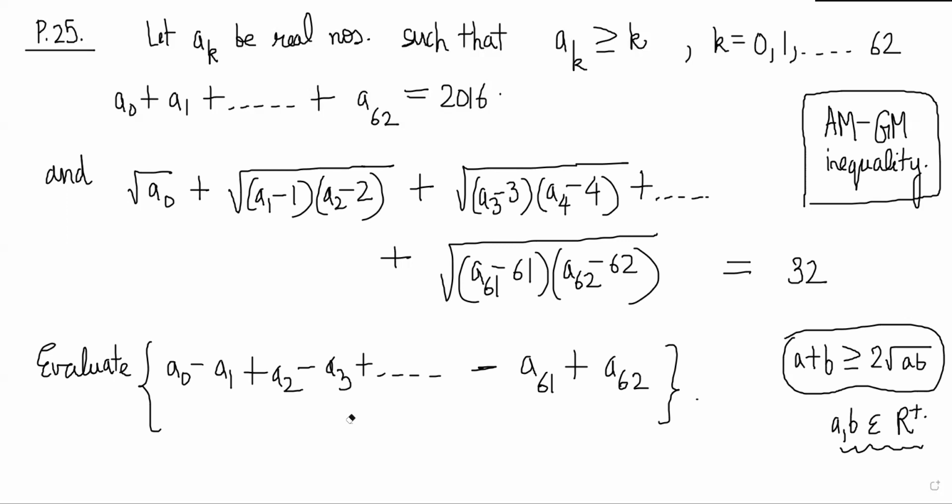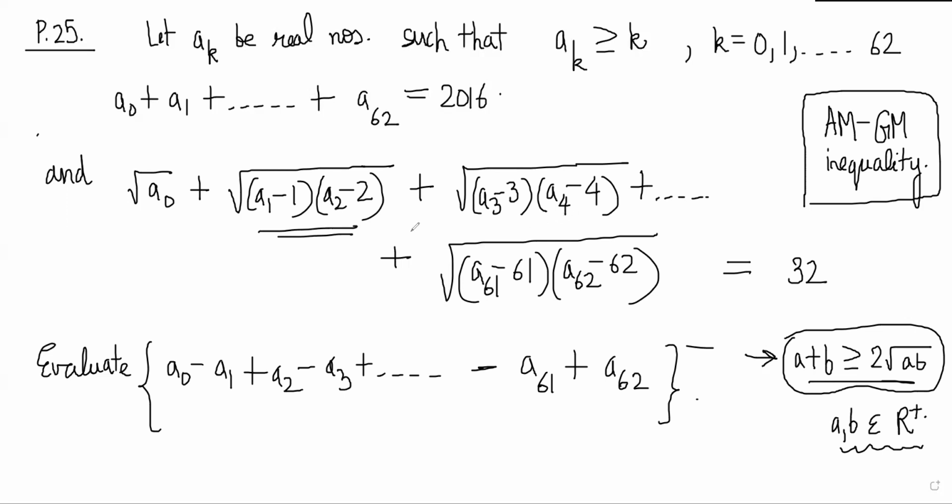What is the basis? Why? How? Sir, I applied A1 plus A2 minus 3 divided by 2 is greater than or equal to under root of A1 minus 1 into A2 minus 2. I add minus 1 and minus 2 and then divide by 2, which is greater than or equal to the under root. Basically, AM-GM inequality on this term, and similarly on all the terms that have been written.